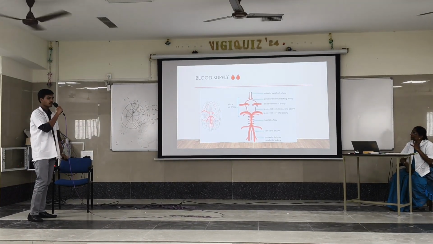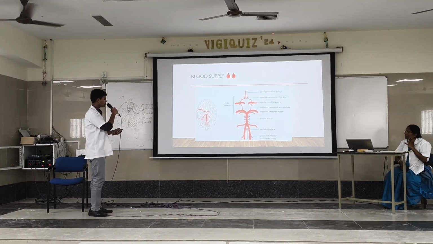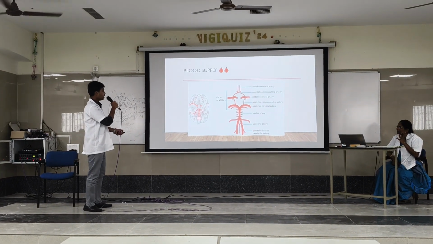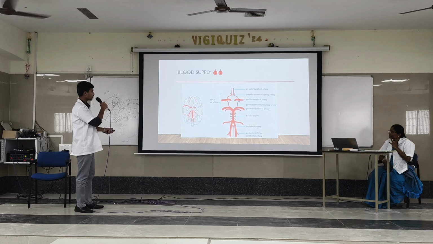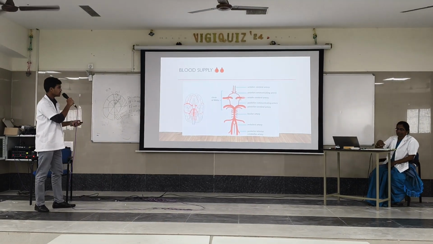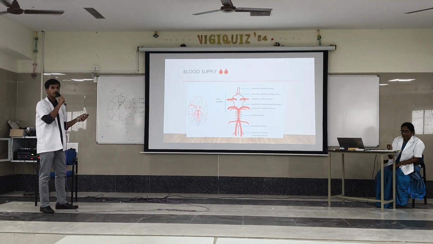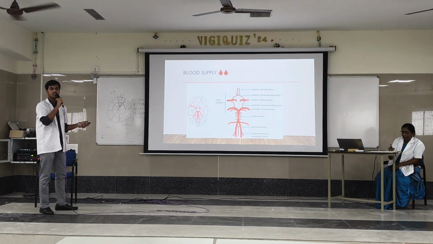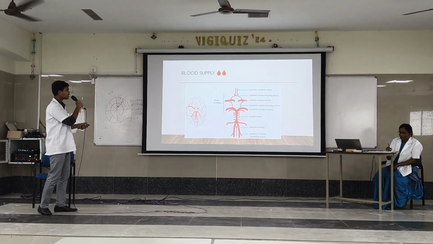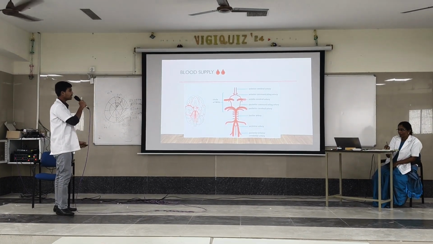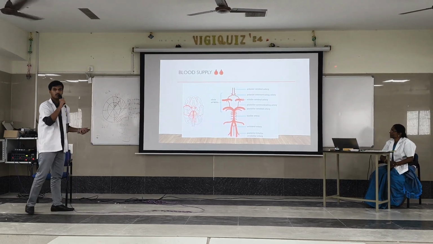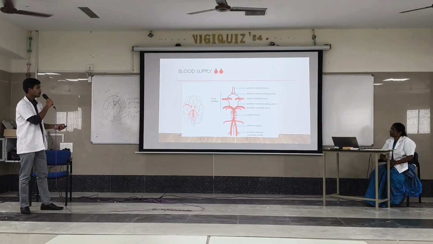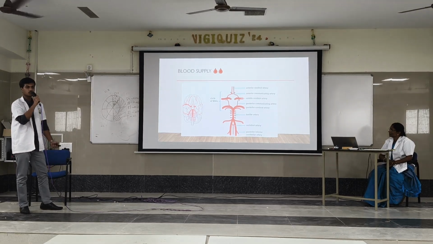Coming to the blood supply of the brain, here you can see that the two vertebral arteries join to form the basilar artery. The basilar artery along with the common carotid artery forms the circle of Willis. The circle of Willis gives rise to three pairs of important vessels which supply blood to the brain. They are the anterior cerebral artery, middle cerebral artery, and the posterior cerebral artery. At this point of time, you have to remember that the circle of Willis plays a very important role in blood supply to the brain tissue.